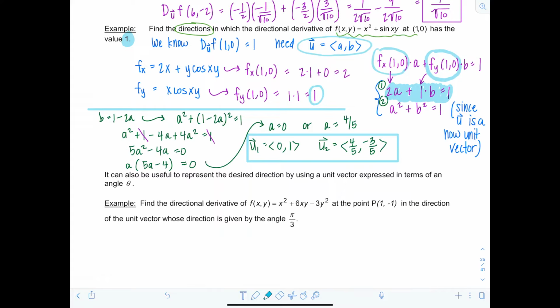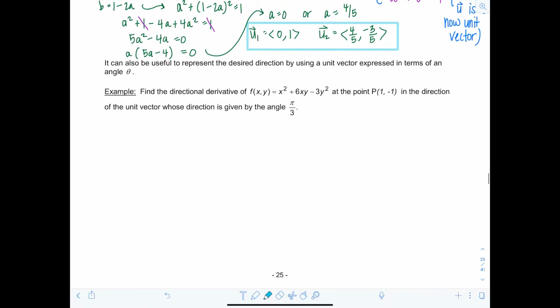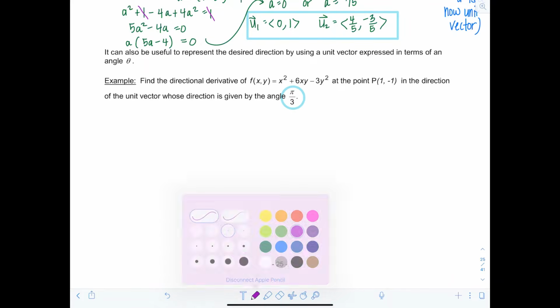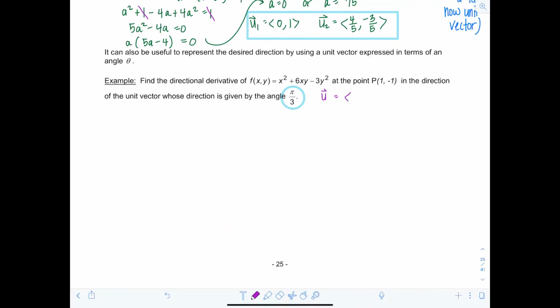All right, now it can also be useful to represent the desired direction by using a unit vector expressed in terms of an angle theta. So find the directional derivative of the following function, f of xy, at the point P with coordinates (1, -1), in the direction of the unit vector whose direction is given by the angle pi/3. So basically you just have to think of what are the values on the unit circle at pi/3 to figure out the components of the unit vector u. So cosine of pi/3 is 1/2. And sine of pi/3 is root 3 over 2. And so those are the components of u.